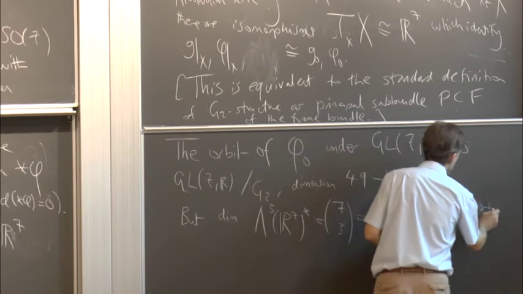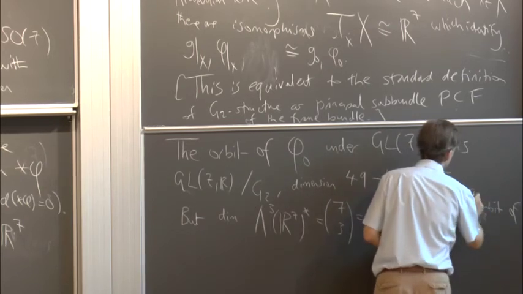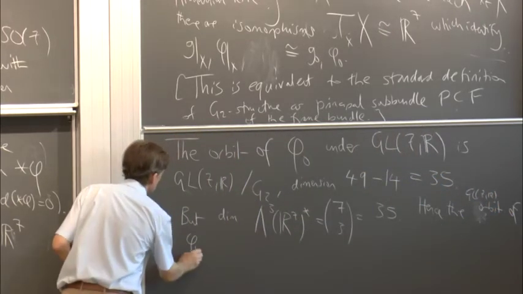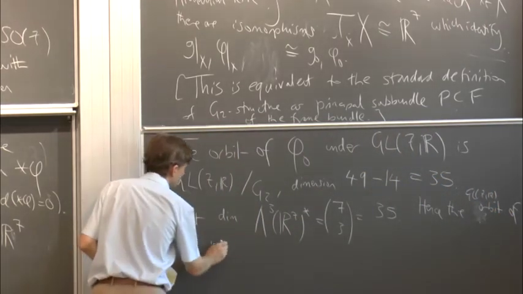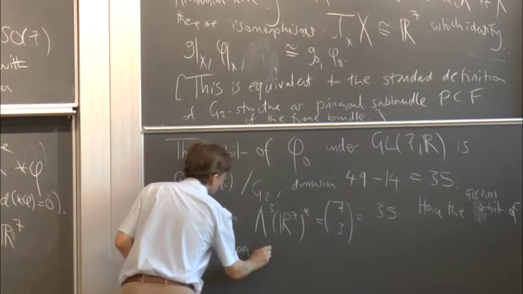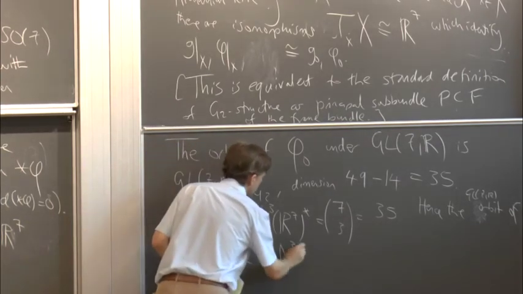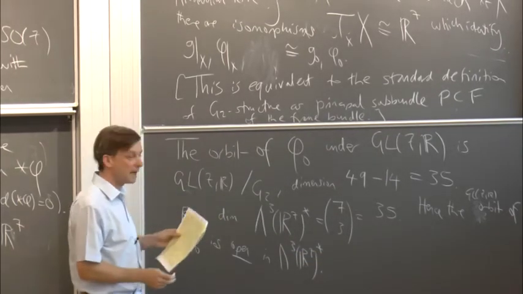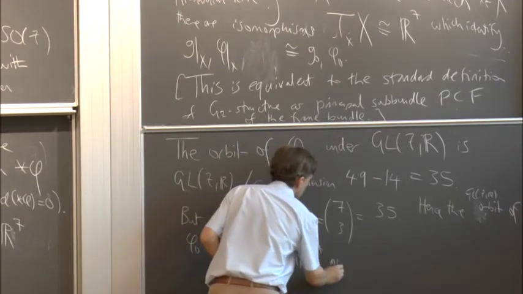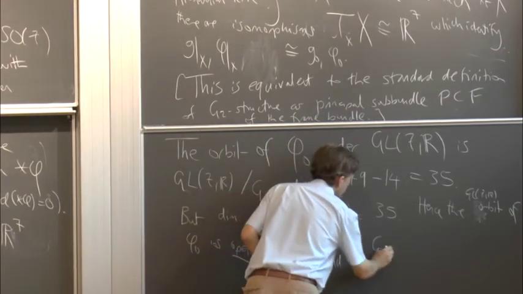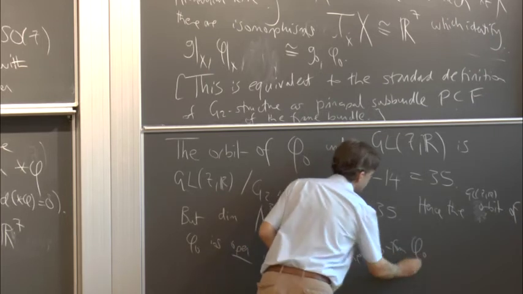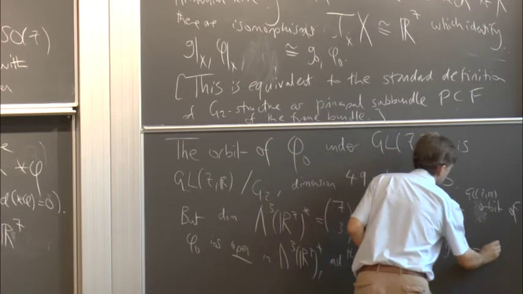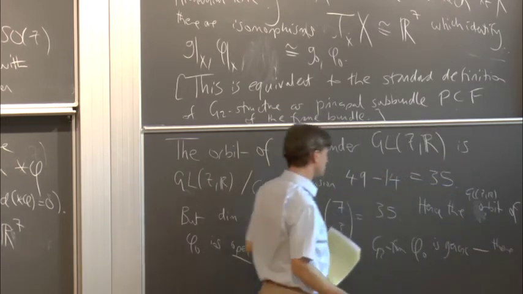Hence the GL7R orbit of phi 0 is open in lambda 3 of R7 star, and the G2 form phi 0 is generic. So in that sense there is nothing particularly special about it.